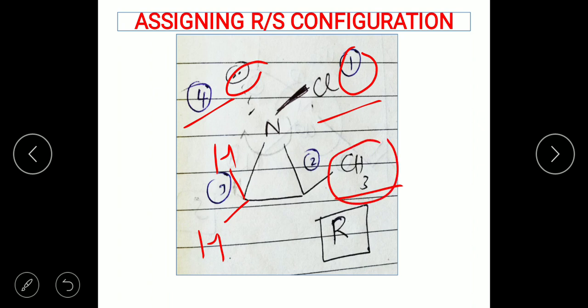So here don't get confused between second and third position. Second is for methyl because it has CH3, whereas the third position has only 2 hydrogens. So that is why third position for the methylene group. And fourth for the lone pair. So it is like 1, 2, 3, 4. Again, it's moving in the clockwise direction. So hence we are going to assign it as the R configuration.